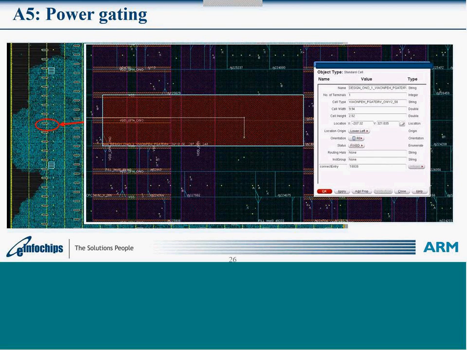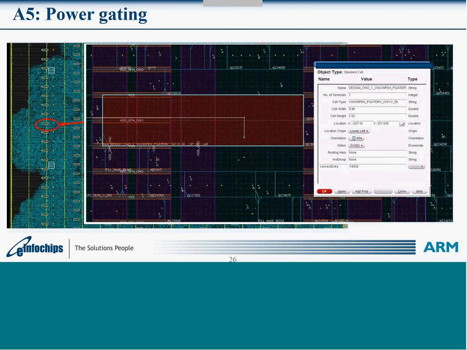Here you can see VDD top, VSS and VDD on. VDD top is our chip top power, VDD power. VDD on is the internal supply, which is gated through this power gating cell.